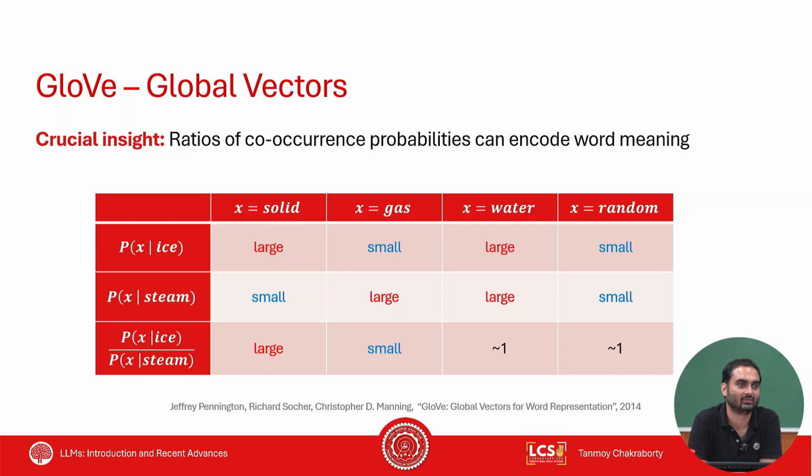So let's try to utilize the best part of both the worlds: the best part of count-based approach and the best part of prediction-based approach. And that's the idea behind GloVe. This was proposed in 2014, right after the year when word2vec was proposed. This was by Chris Manning's group, his postdoc Jeffrey Pennington, and the PhD student of that time, Richard Socher.